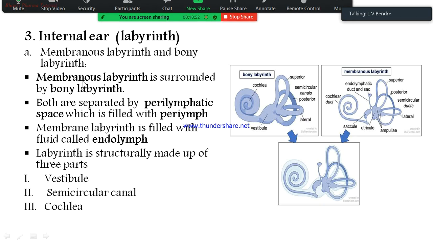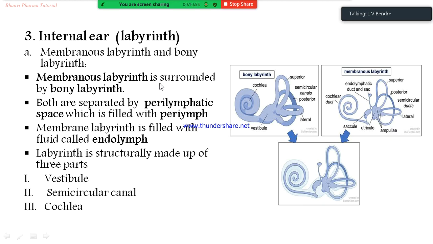The membranous labyrinth is surrounded by the bony labyrinth, which means the membranous labyrinth is covered by the bony labyrinth. This is the bony labyrinth, and this is the membranous labyrinth. Both are separated by the perilymphatic space.